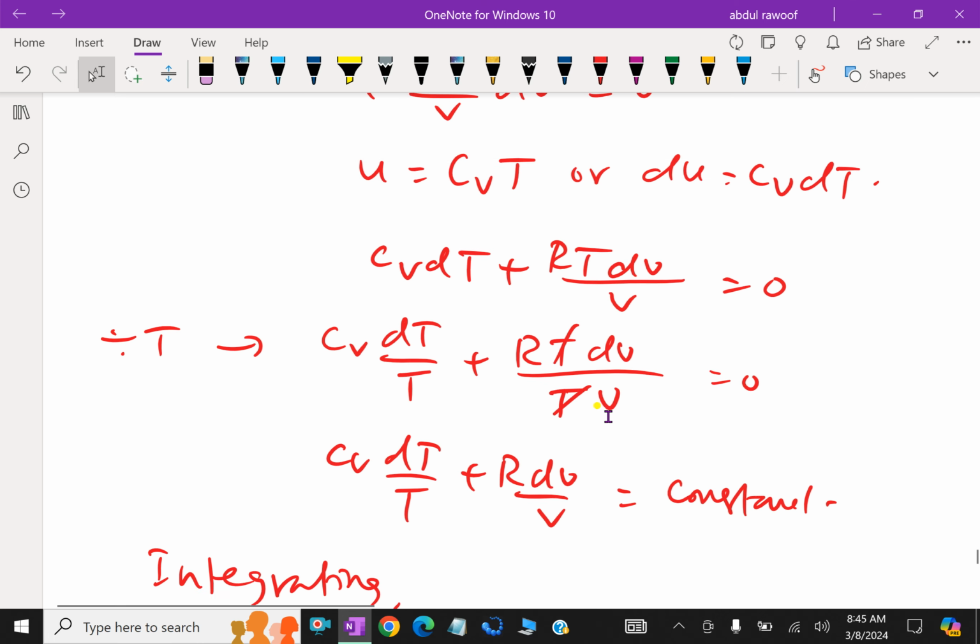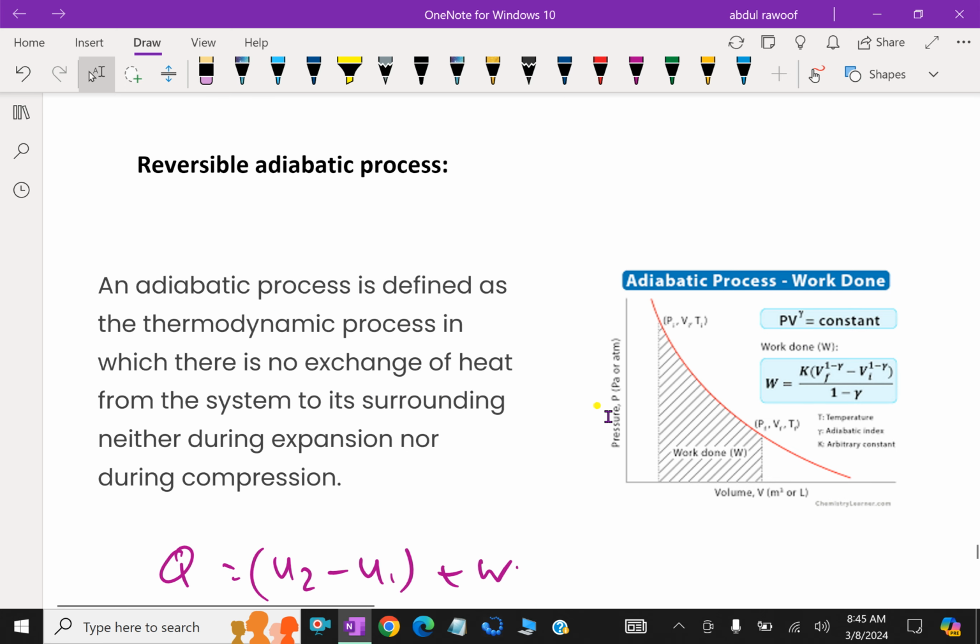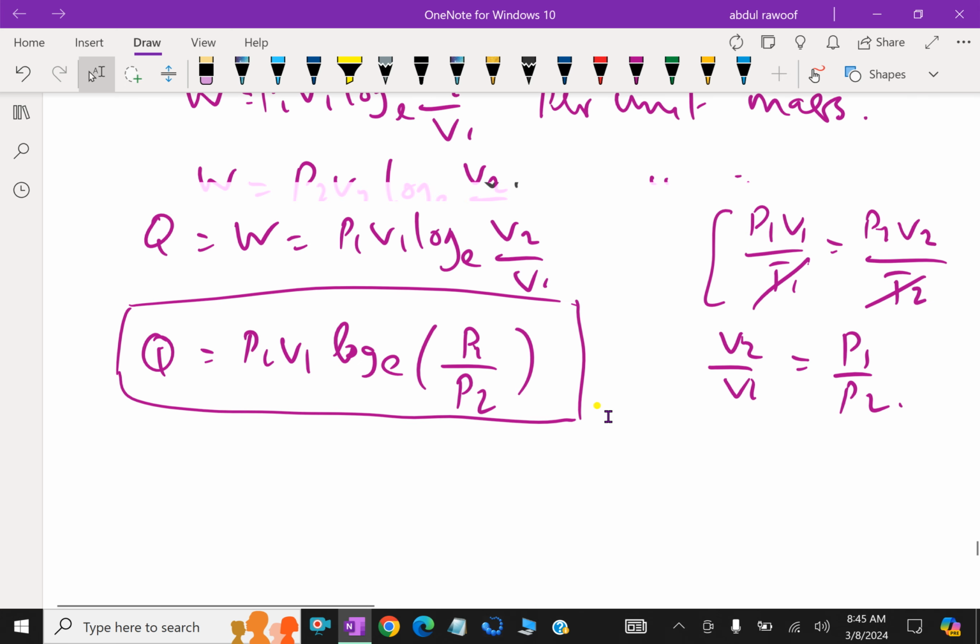Also we discussed about isothermal process. We have done.